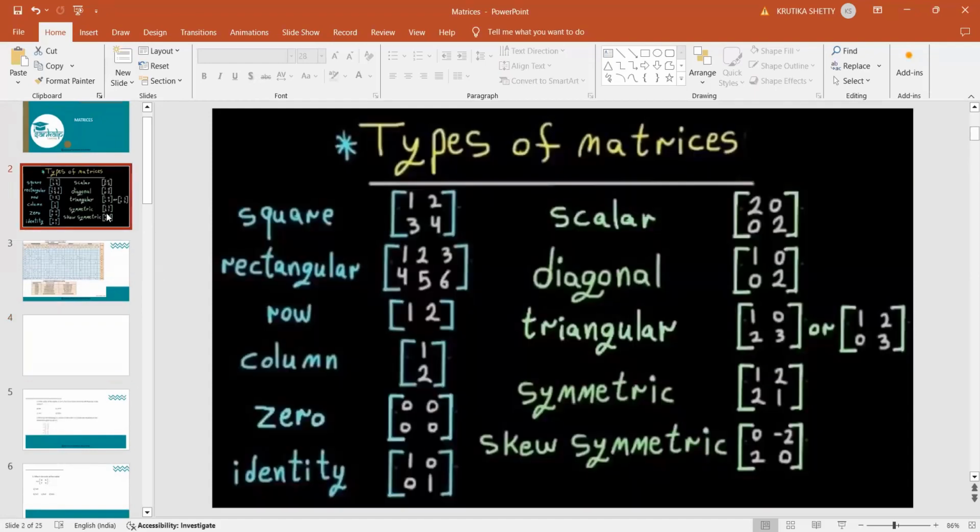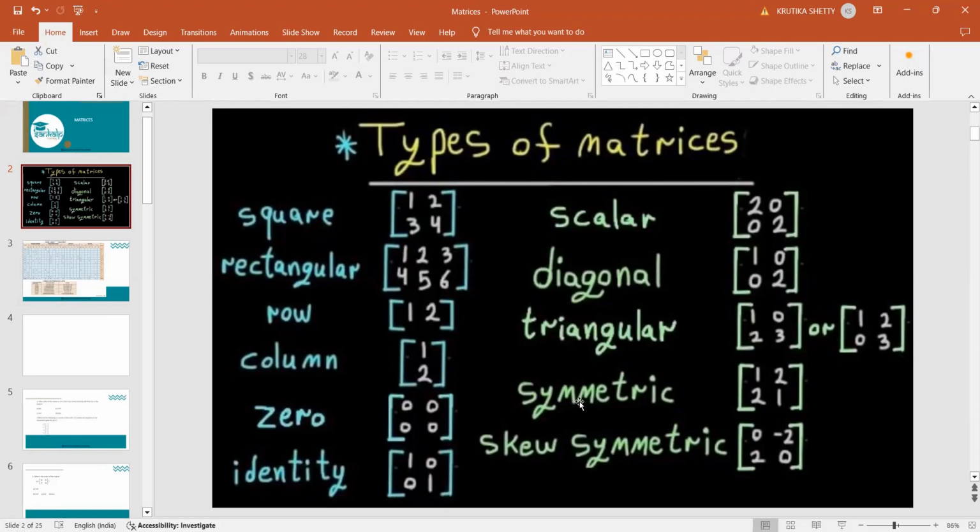Okay, so this is a chart over here. You can take a screenshot of this. These are all the definitions we have discussed today: square, rectangle, row, column, zero, identity, then scalar matrix, diagonal matrix, and triangular matrix.